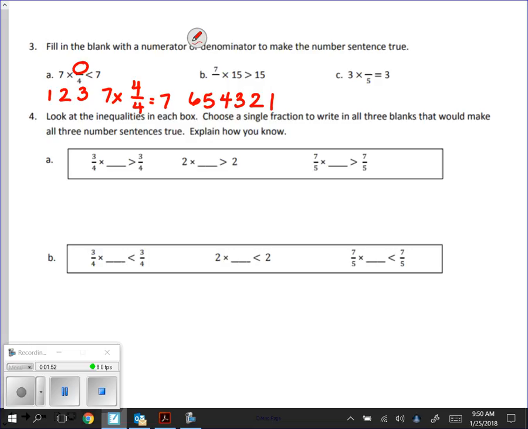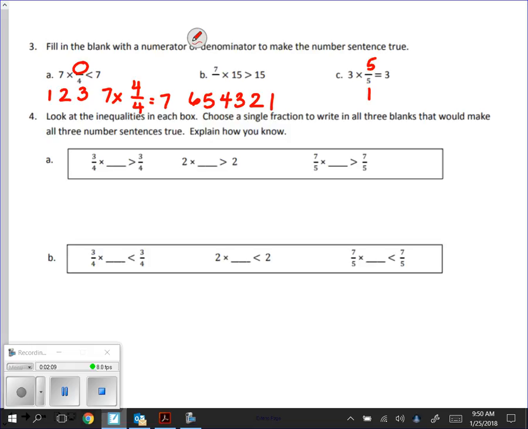So then 3 times something to be equal to 3. And then what did the numerator need to be? 5. Because 5/5 was equal to 1. 3 times 1 is equal to 3.